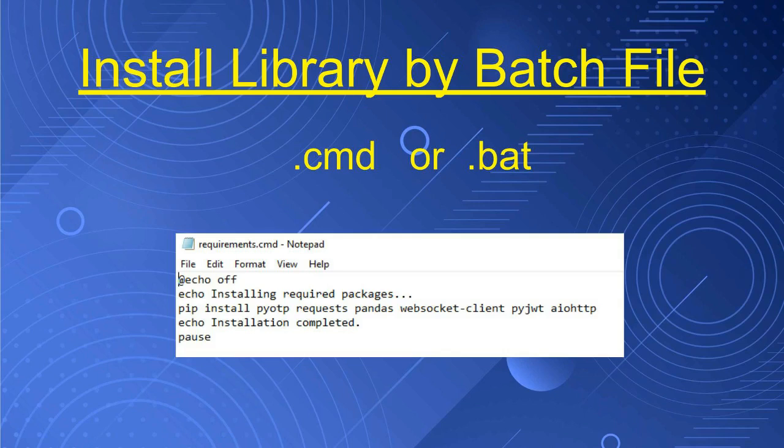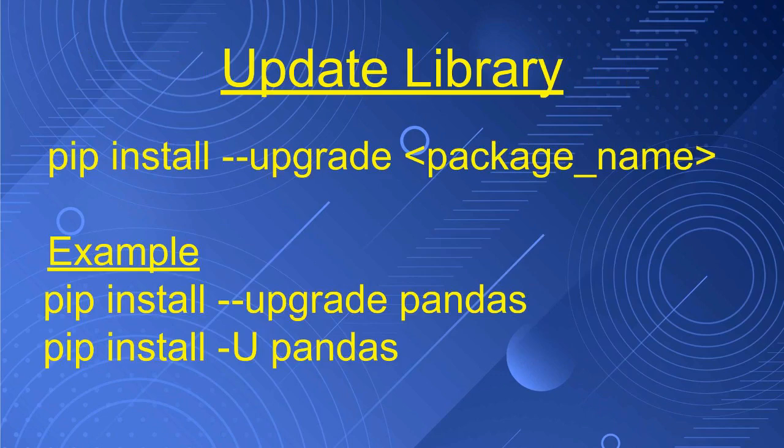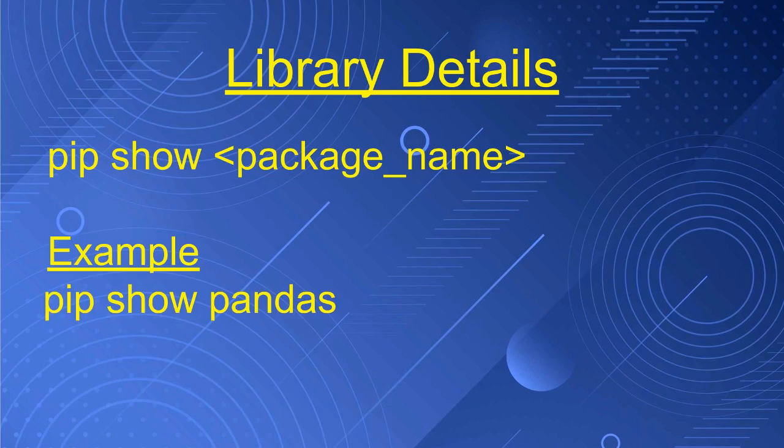You can also create a batch file like this in Notepad and save it as a CMD or BAT file. Then, double-clicking the file will install the packages automatically. Use this command to update a library. This command displays detailed information about an installed package, including its version, installation location, dependencies, and more.